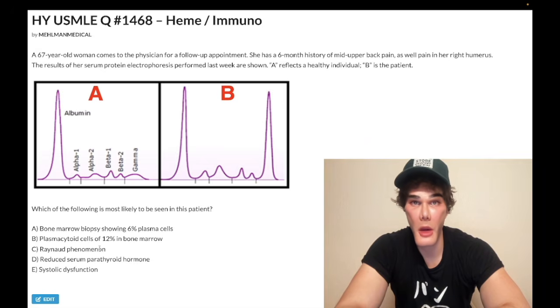Choice C, Raynaud phenomenon is wrong, as I just harped on. This is part of hyperviscosity syndrome, which is seen in Waldenstrom, not characteristically multiple myeloma. Wrong answer.